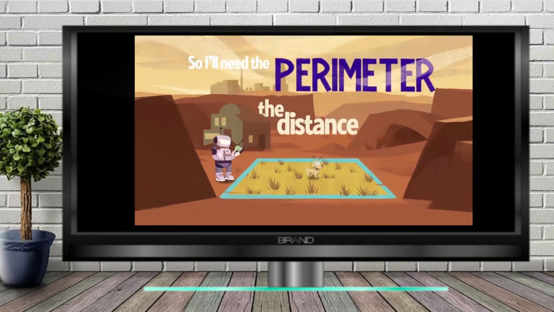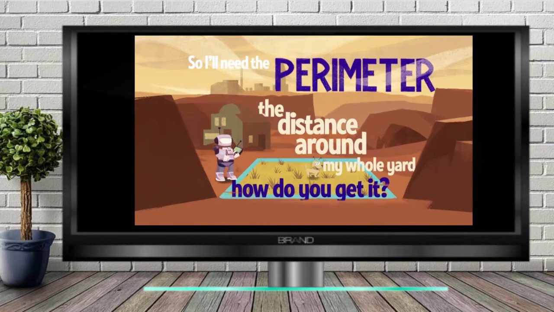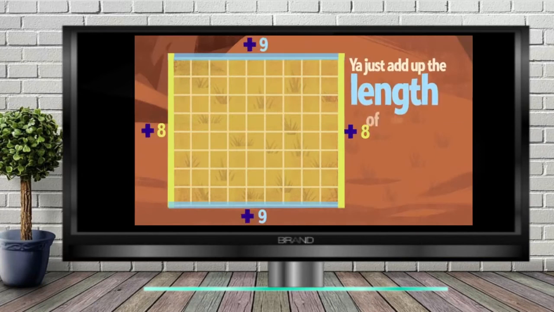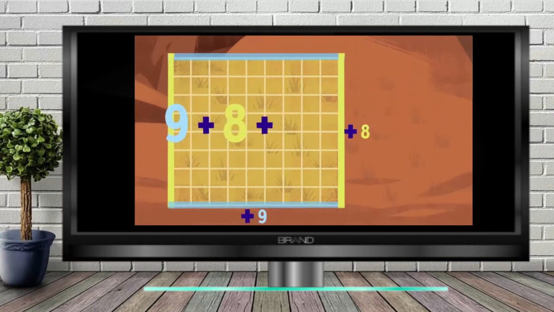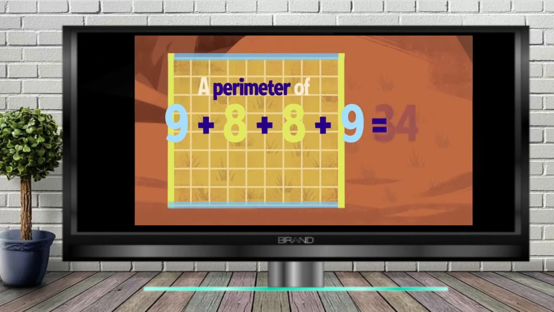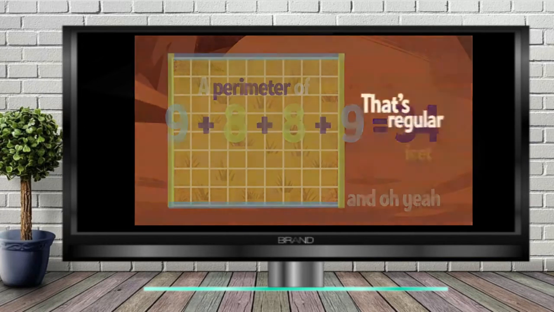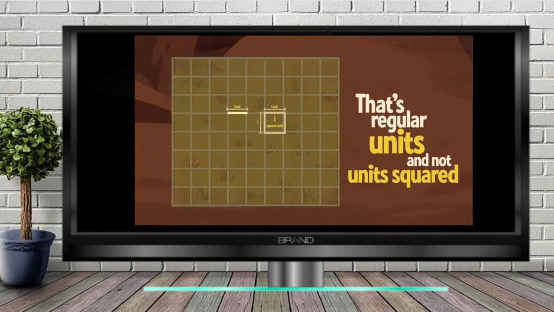So I'll need a perimeter, the distance around my whole yard. How do you get it? Yeah, just add up the length of the sides. 9 plus 8 plus 8 plus 9's a perimeter of 34 feet. And oh yeah, that's regular units and not units squared.